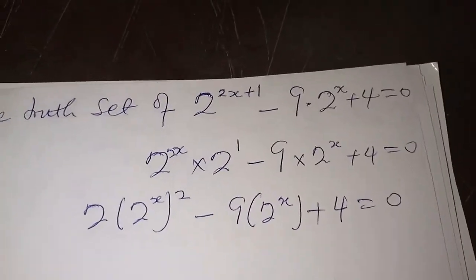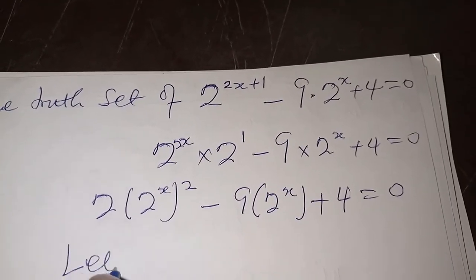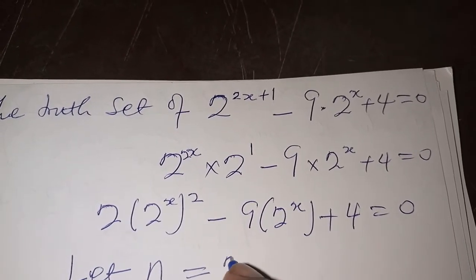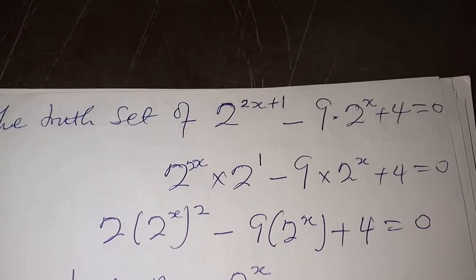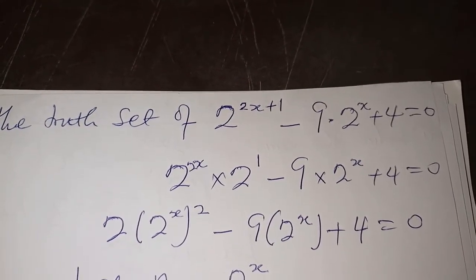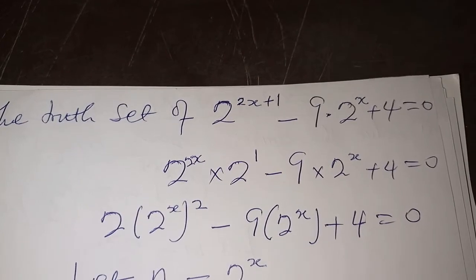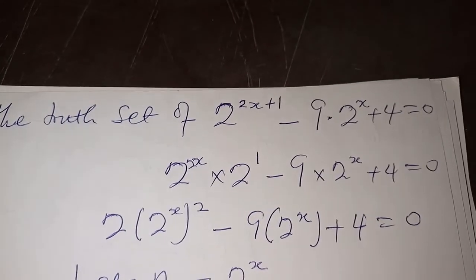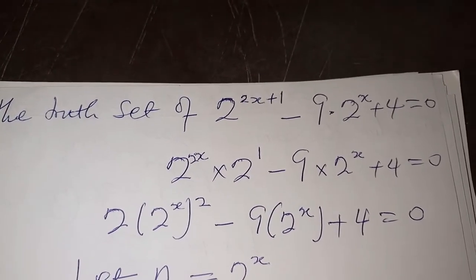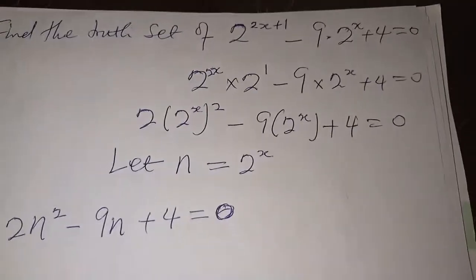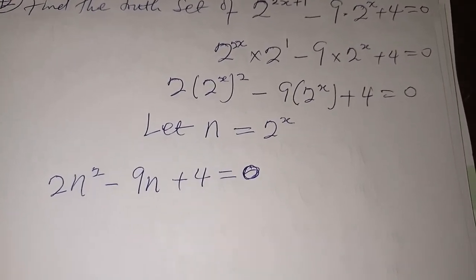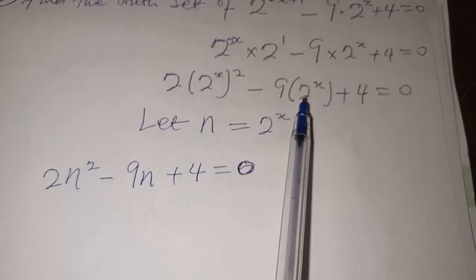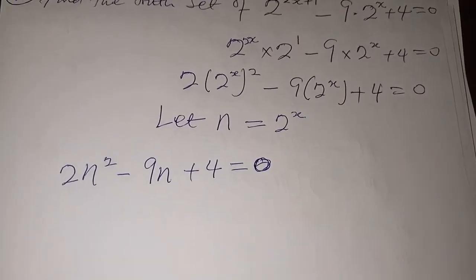So I am now going to let a variable, let's say n, be equal to 2^x. Our equation now becomes 2n squared minus 9n plus 4 equal to 0, because wherever I see 2^x, I am putting n there. So 2^x here, I have n there. 2^x here, I have n there. Alright.